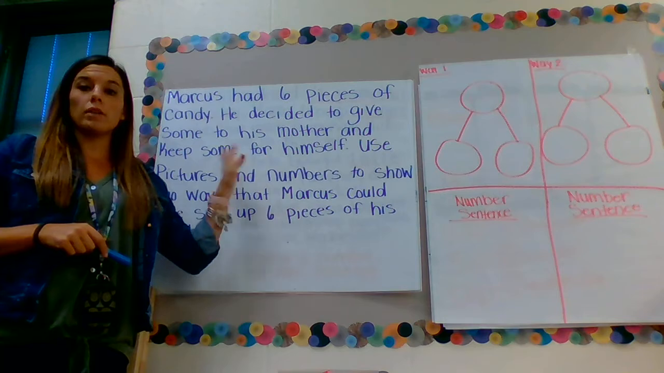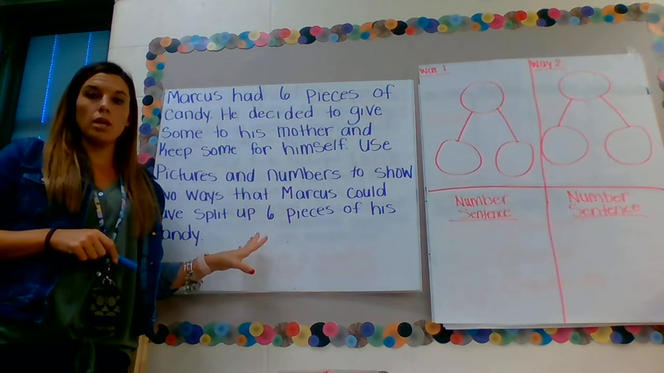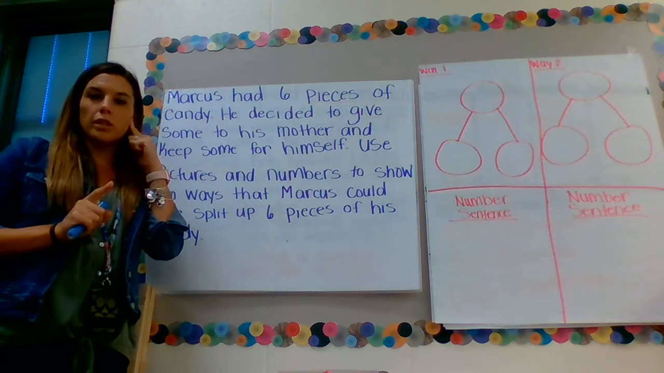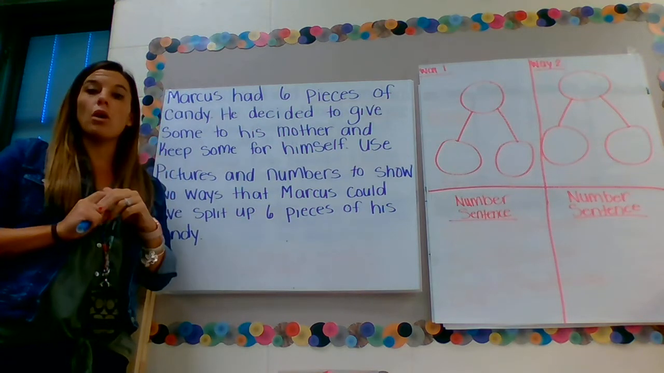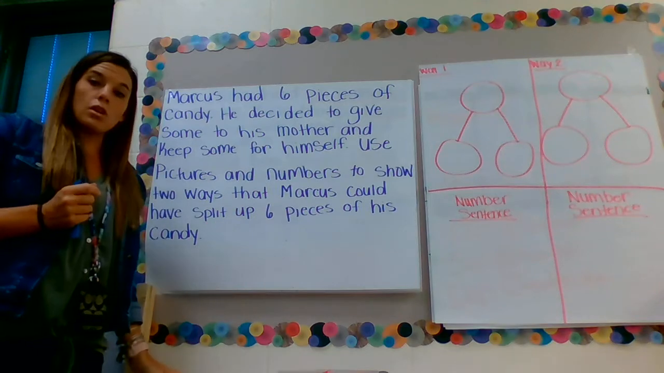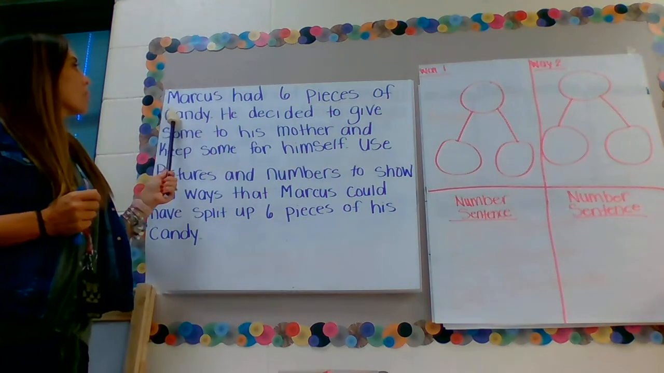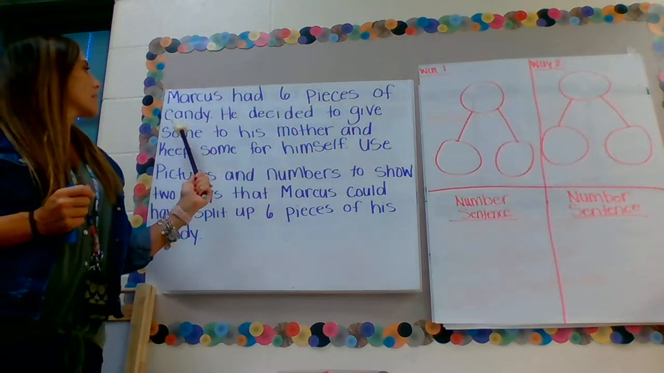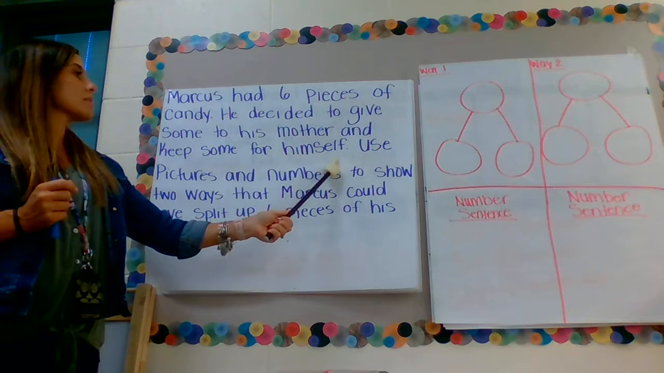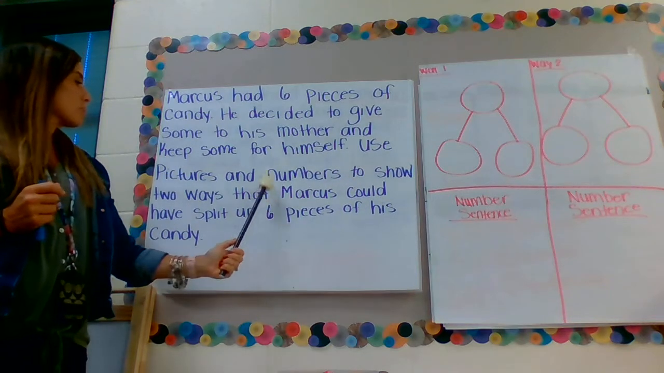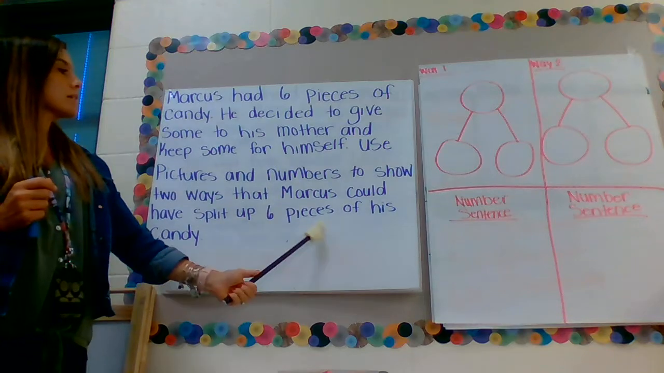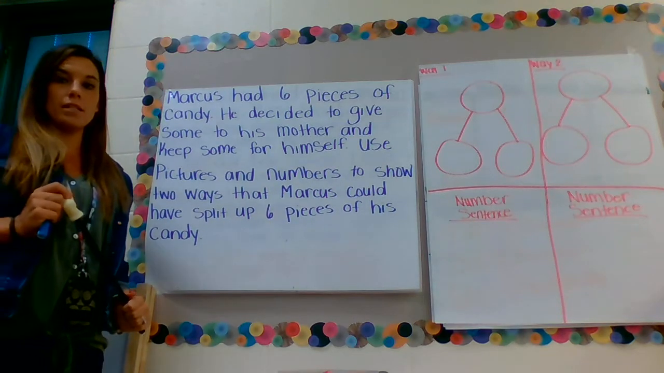Remember, when you are listening to me read the problem, I want you to be listening for some clue words, or words that are going to help you know what we're supposed to do to solve this problem, okay? So here's what it says. Marcus had 6 pieces of candy. He decided to give some to his mother and keep some for himself. Use pictures and numbers to show 2 ways that Marcus could have split up 6 pieces of his candy.